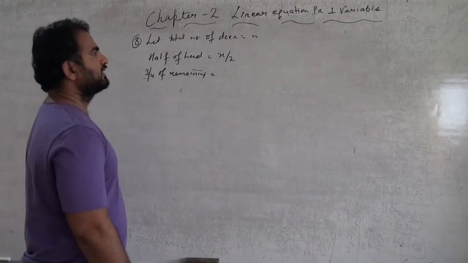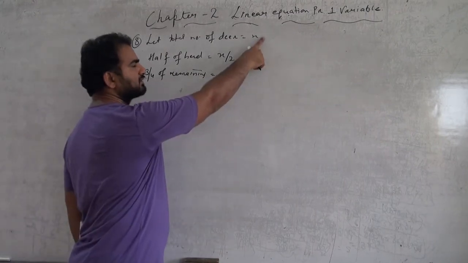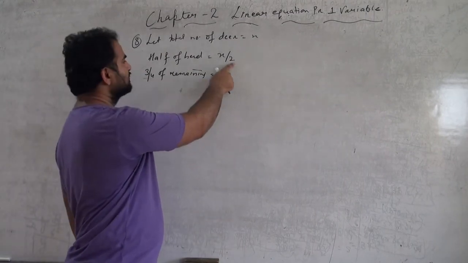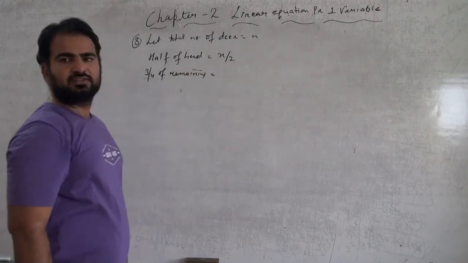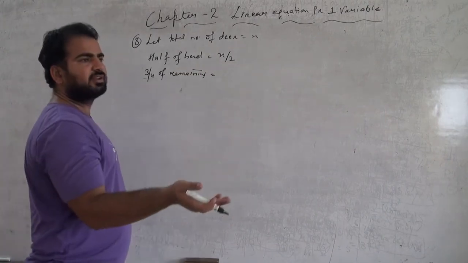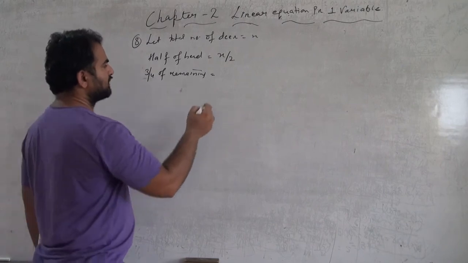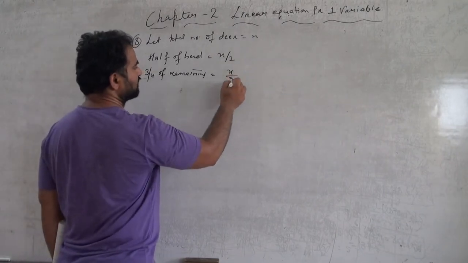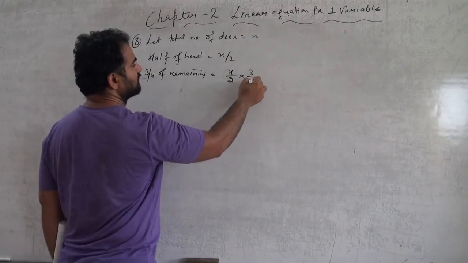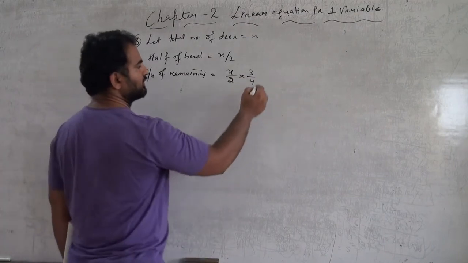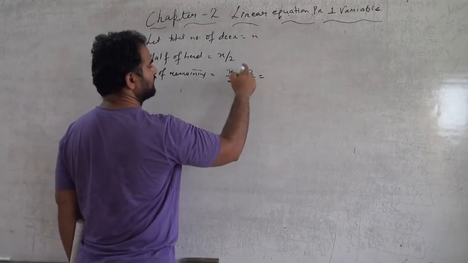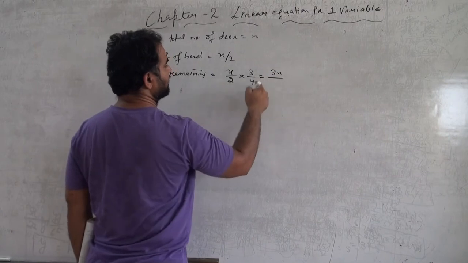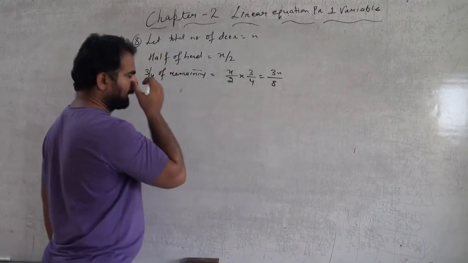Okay, so we can say let the total is x and half of them is grazing. So what will be the remaining? Remaining will be half. So out of the remaining half, 3/4. So what you have to do? Multiply it by 3/4. 3/4 are grazing in the field. So 3 into x, 3x, and 4 into 2 will be 8.